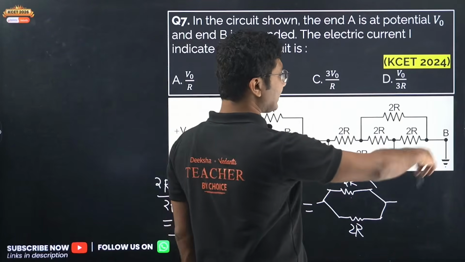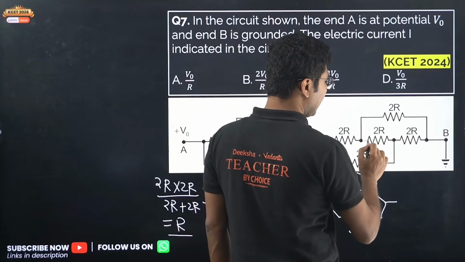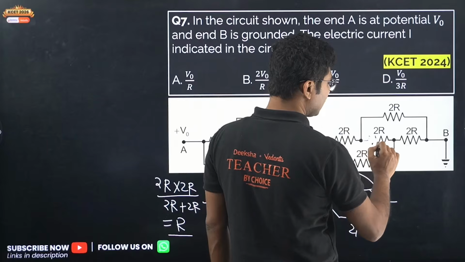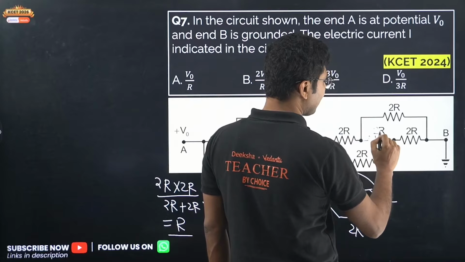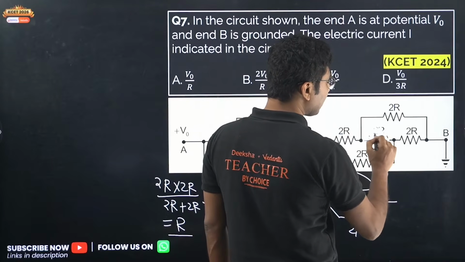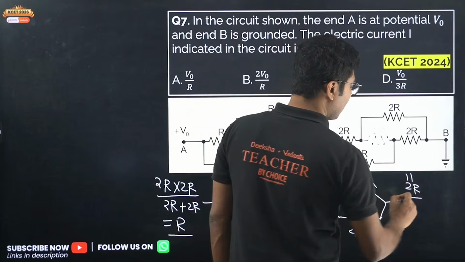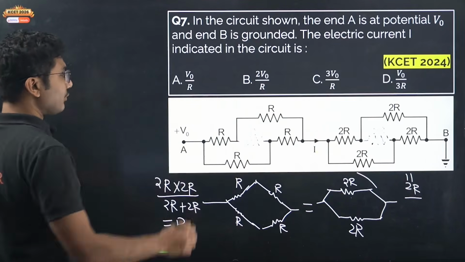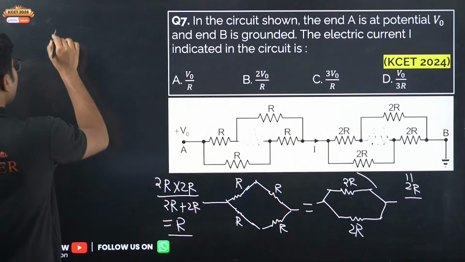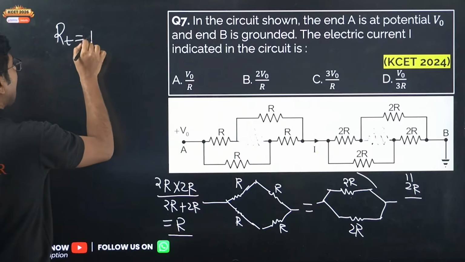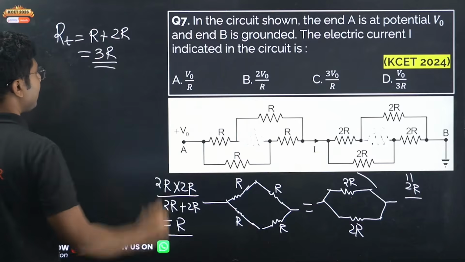Now here also, if you see, it is the same pattern, only the difference is that instead of R, everything is 2R. So again, you can simply delete this portion. This portion does not exist because no current is passing through it. The equivalent resistance in this case will definitely be 2R. So what is the total resistance? This entire combination is R, this entire combination is 2R, so the total resistance is R plus 2R, that is 3R.